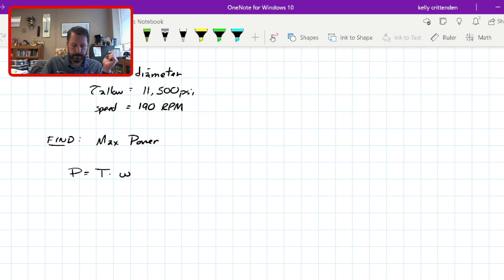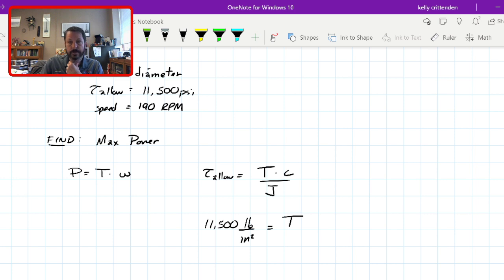So, tau allowable equals T times C over J. We can get the torque from here because we know the tau allowable and we know the size of it, so we know C and J. So we'll start here and then plug this into the power transmission equation. 11,500 pounds per inch squared equals how much torque is in this shaft. So that's the maximum torque that can be in the shaft.